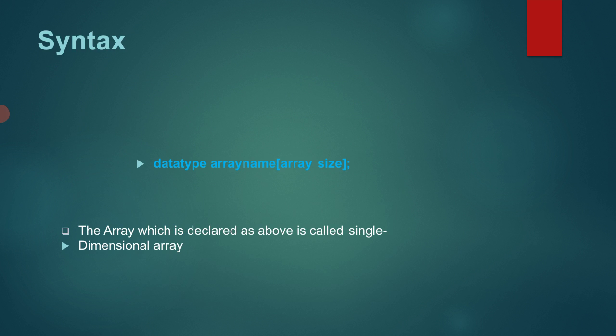next part of array. We have also studied the syntax of the array, that is, how we have to declare an array. So the syntax is data type, array name, array size. You can provide any name as an array name, and in the array size you have to give the size of the array that you want to use, and the data type depends upon the requirement of the user, that is, what type of data the user wants to store.